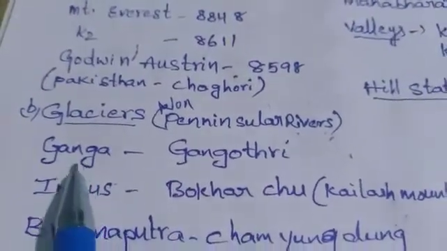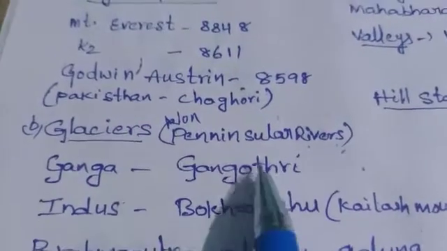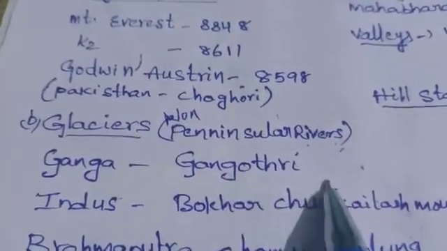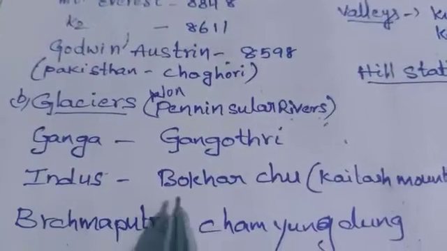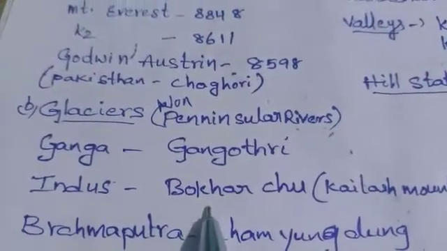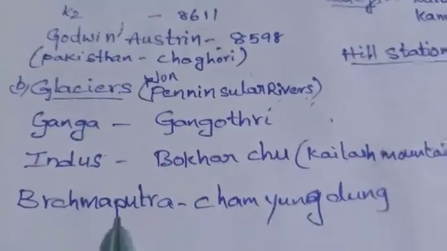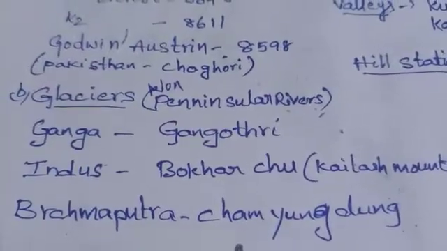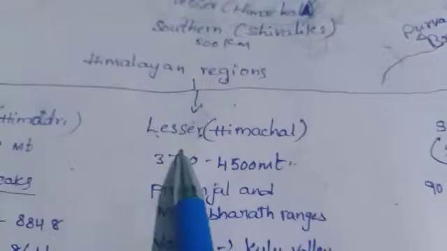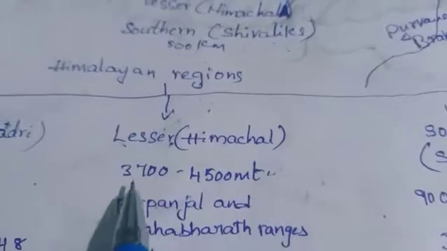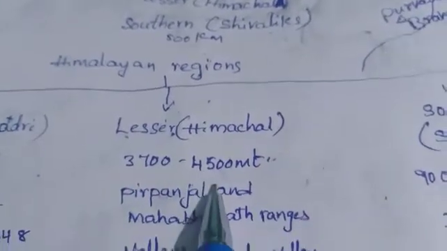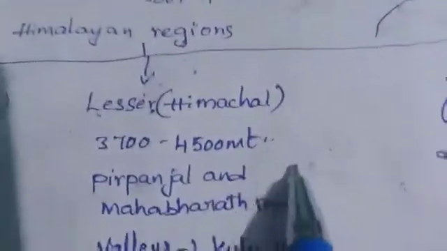Note down this one. Ganga originates from the glacier Gangotri. Indus originates from the glacier Bokhar-Chu. Brahmaputra river originates from the glacier Chemayungdung. Next, second one, Lesser Himalayas or Himachal. The height of the Lesser Himalayas is 3,700 to 4,500 meters.